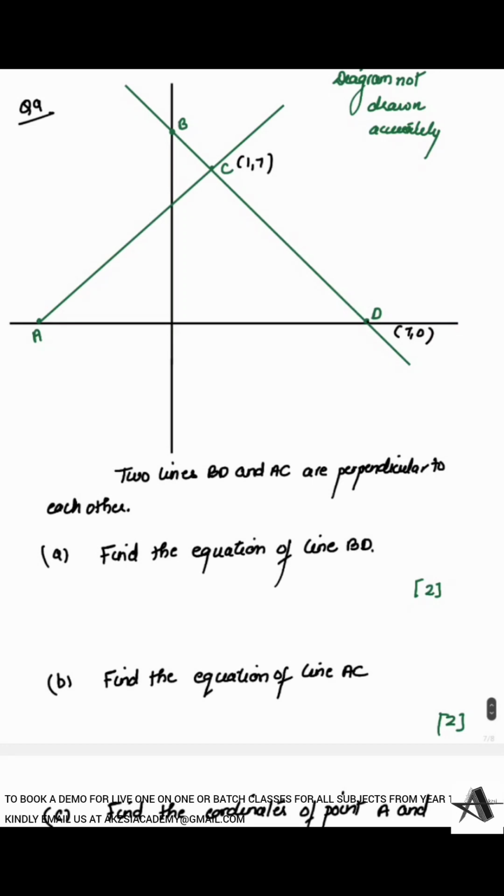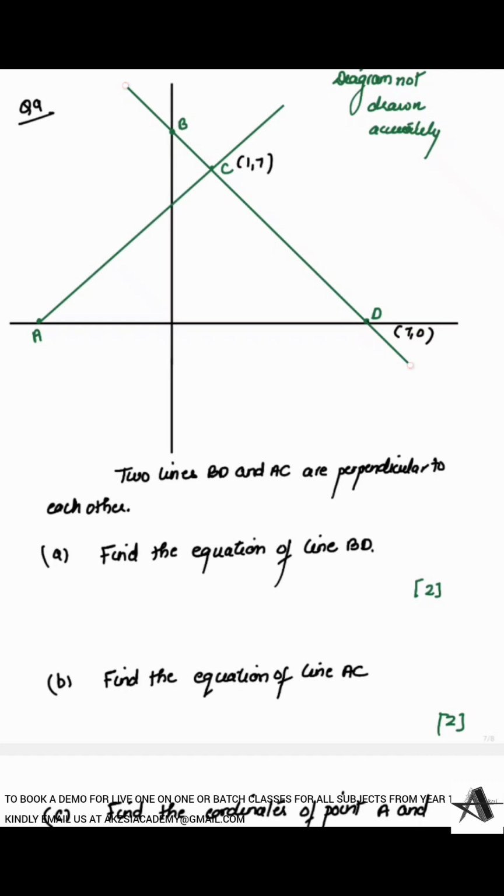Question 9, again it says diagram not drawn accurately. Two lines BD and AC are perpendicular to each other. So clearly they both are perpendicular to each other, so at least we have an idea that we can apply that the multiplication of gradients should be equal to -1. First thing they have asked is find the equation of line BD.